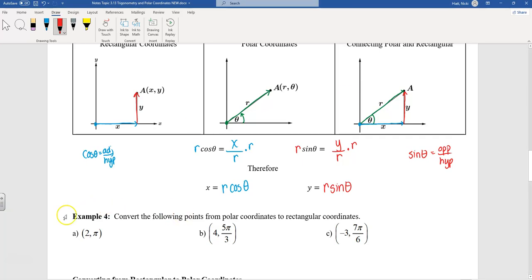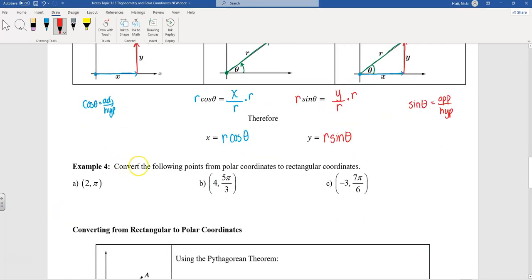So, for example, here, I've got to convert the following points from polar coordinates to rectangular coordinates. These are polar coordinates. That means my r is 2 and my theta is pi. If I want to know the x coordinate, I just need to do r, which is 2, times cosine of theta, which is pi. Okay, how do I find cosine of pi?